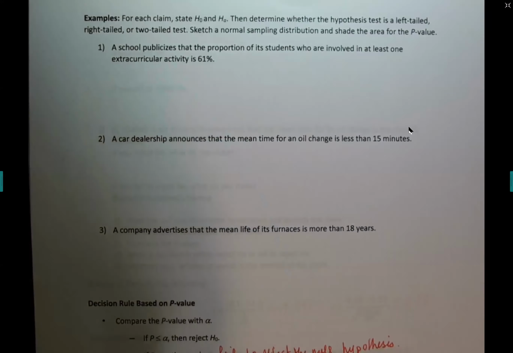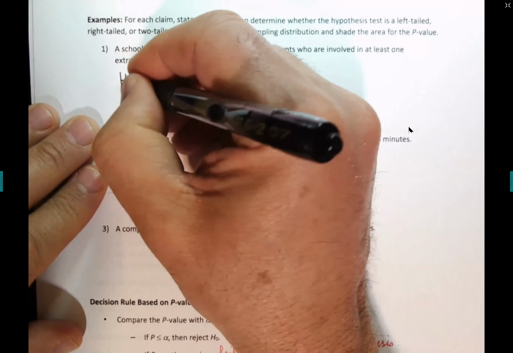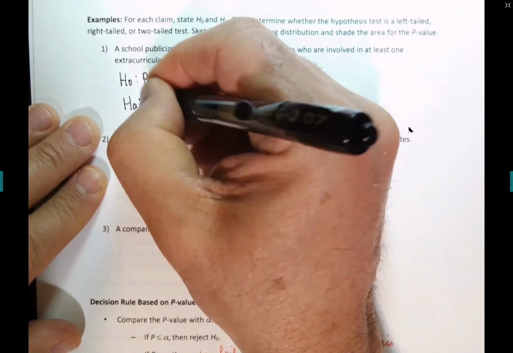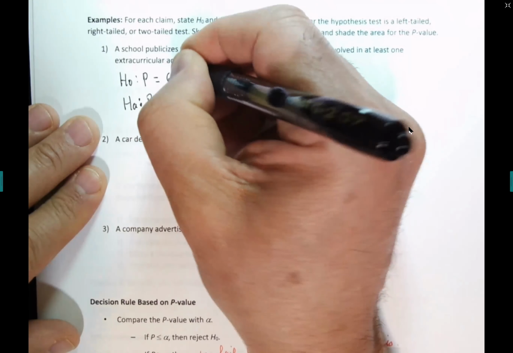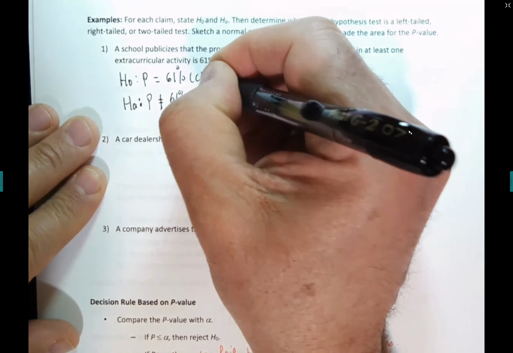A school publicizes that the proportion of its students who are involved in extracurricular activities is 61%. We did that. It's means equal, guys. And that's a p now because he's using percents now. So that's 61%, and that's not 61%. And the claim is right here in the null.